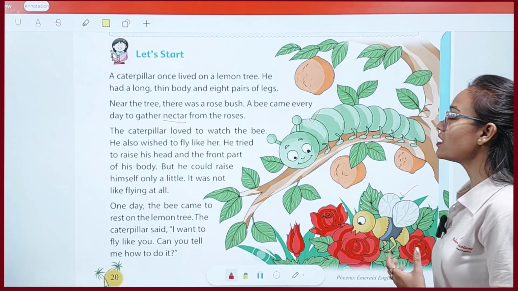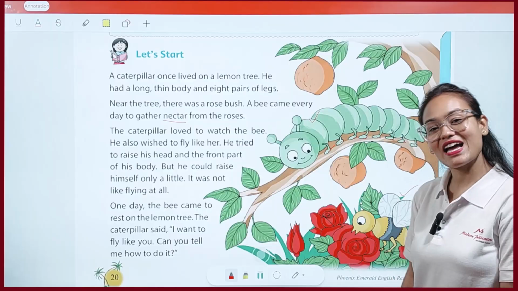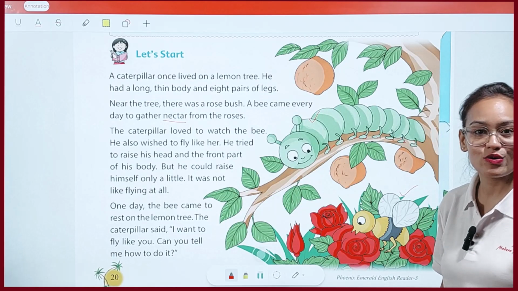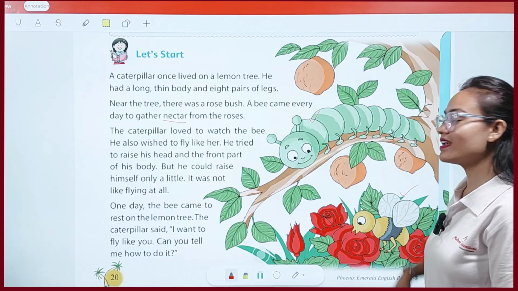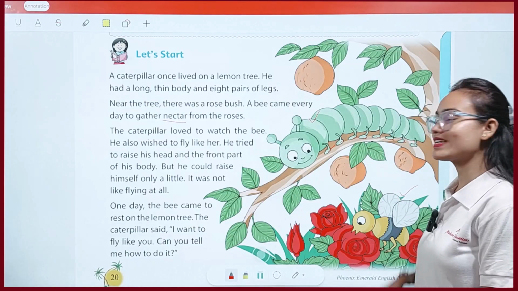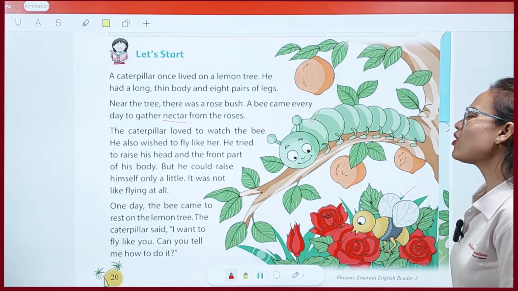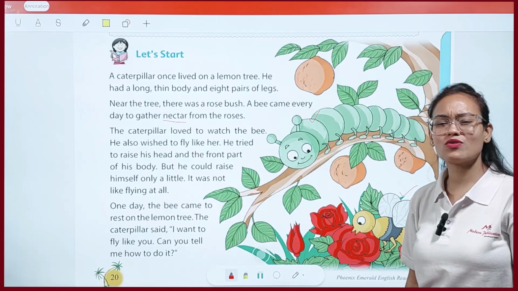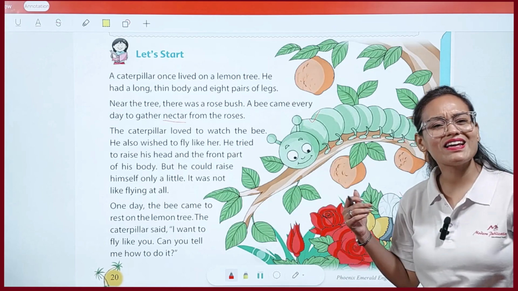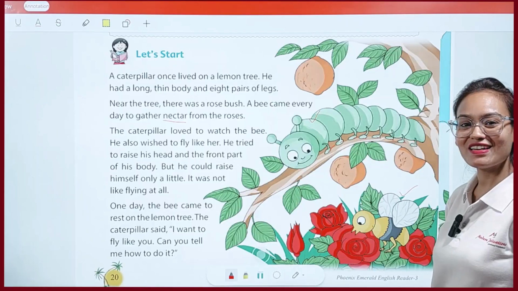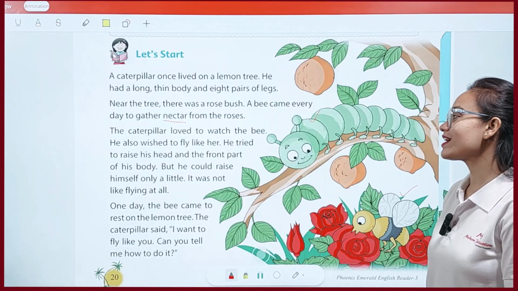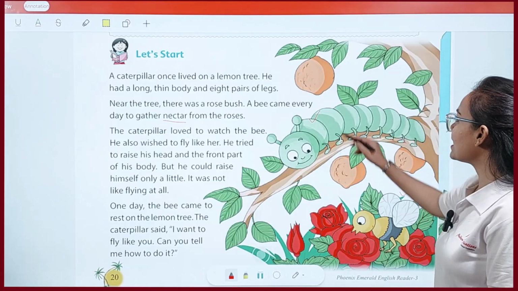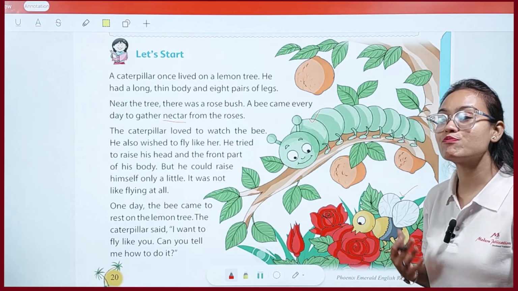The caterpillar loved to watch the bee, and every day when this bee kept doing her work, this caterpillar looked at her very lovingly. He also wished to fly like her. He thought, oh my god, can I also fly just like this honeybee? He tried to raise his head and the front part of his body. He wanted to fly, that's why he kept trying.